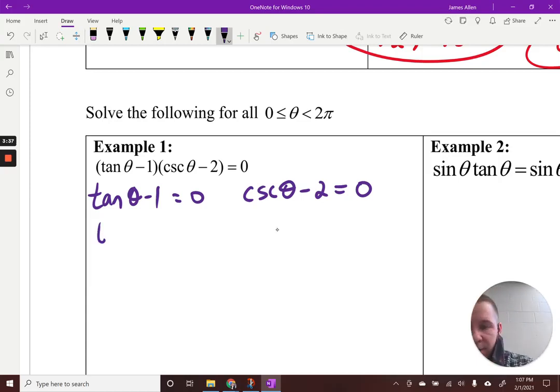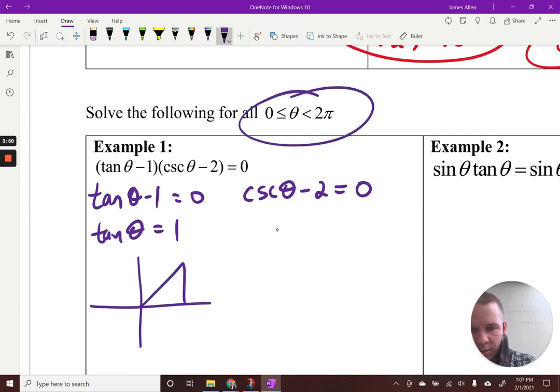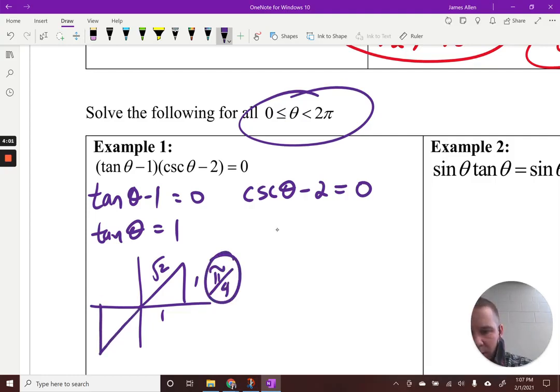All right, so I'm going to have tangent of theta equals 1. So when does tangent equal positive 1? Well, that's my pi over 4 reference. We are in radians here. So I'd have 1 root 2, so that's pi over 4 for the first one. It's one solution. And then where else is tangent positive? Well, that's where it's going to be negative 1 root 2. So that'd be 5 pi over 4.